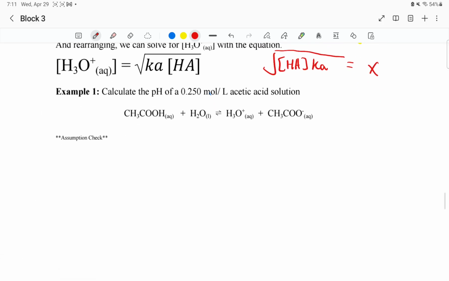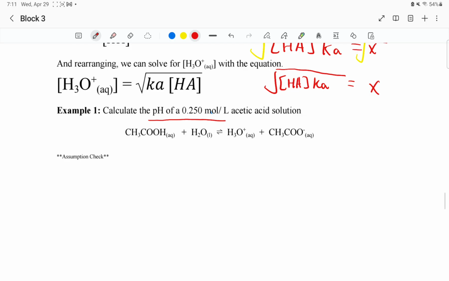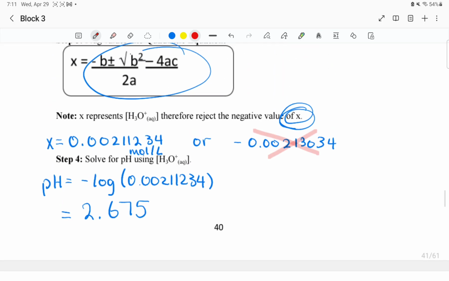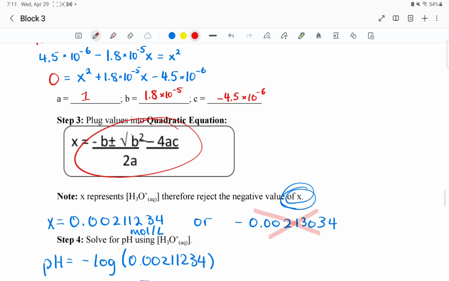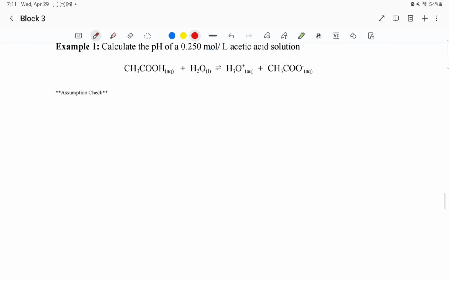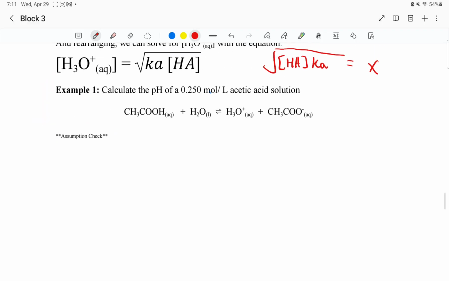So the example here says, calculate the pH of a 0.250 mole per liter acetic acid solution. We don't want to graph it out, and we don't want to use a quadratic equation. So we're first going to start with the assumption check. In tests, make sure you always do this. If you don't, then I'll dock you marks. Please and thank you.